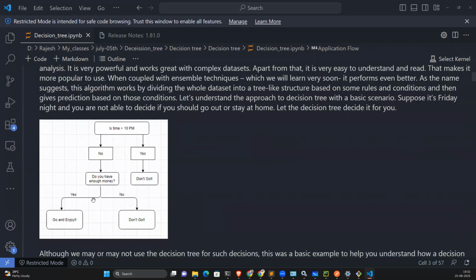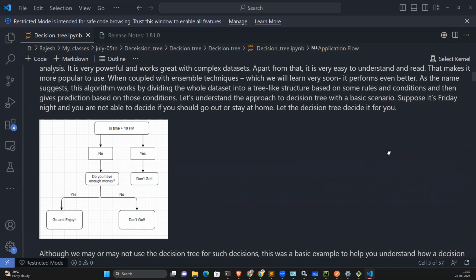So, do you have enough money? If yes, go and enjoy. If you don't have money, then don't. Okay, so these are the different strategies we use in real time. We also make decisions like this only, right? So this is the simple use case I have taken as an example. First of all, tell me how many of you understood this problem statement? Now here is the problem.